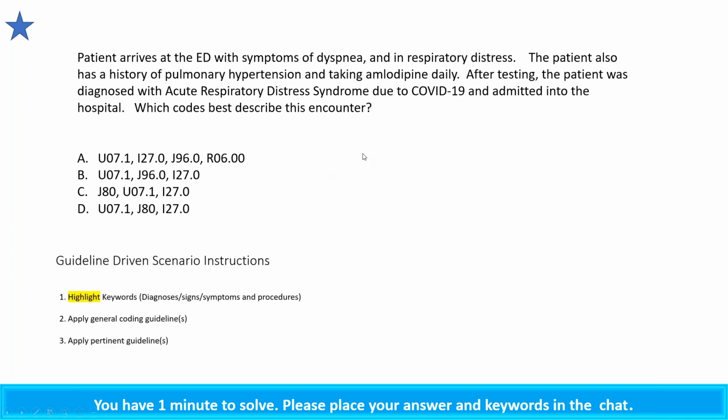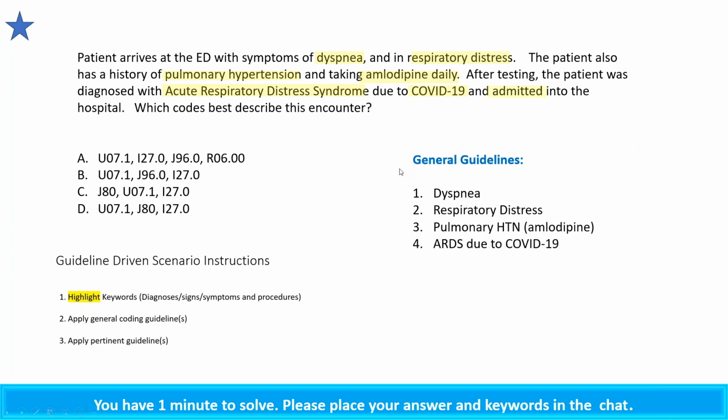I'm going to highlight our keywords: dyspnea, respiratory distress, pulmonary hypertension, patients taking amlodipine, the patient's diagnosed with acute respiratory distress syndrome due to COVID-19 and admitted. All right, here are the general guidelines.